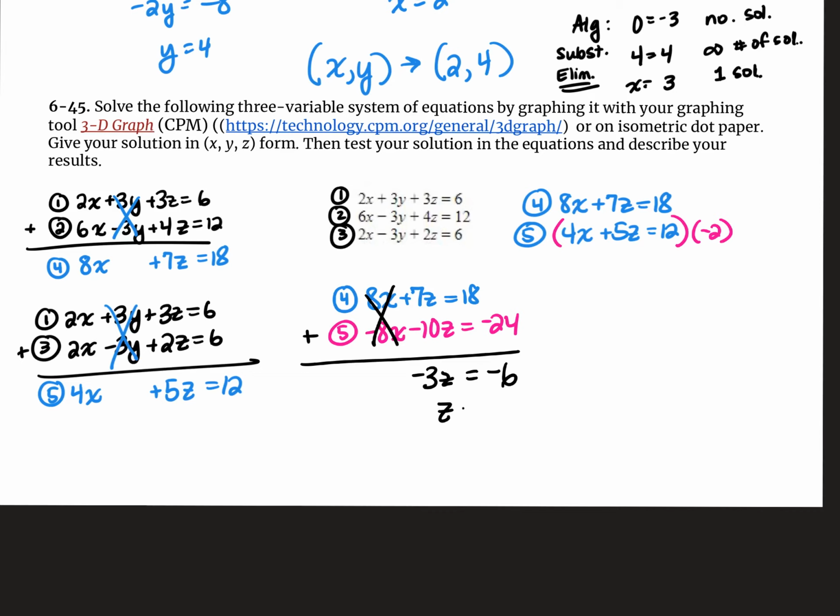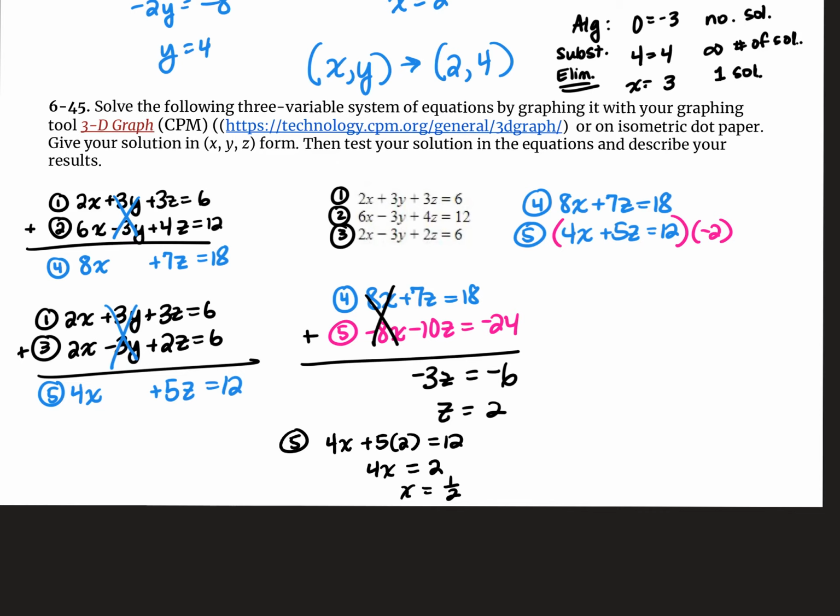Now, I just found z. Z is 2. Awesome. From that, I'm going to use my other equations to find the other two variables. So maybe I plug z equals 2 into equation 5. Okay, so I'd have 4x plus 5 times 2 equals 12. And that gives me 4x? So I'd subtract 10 from both sides and I would get 4x equals 2, x equals a half.